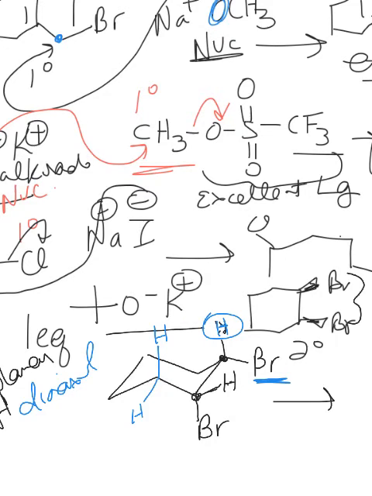And so the base can abstract either one of these protons. And if it abstracts this proton, and then this is your leaving group, you end up getting, and we'll just draw it flat now, that is your product. And you lose your stereochemistry there.